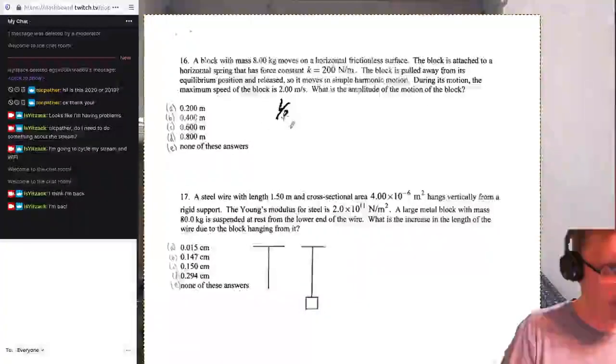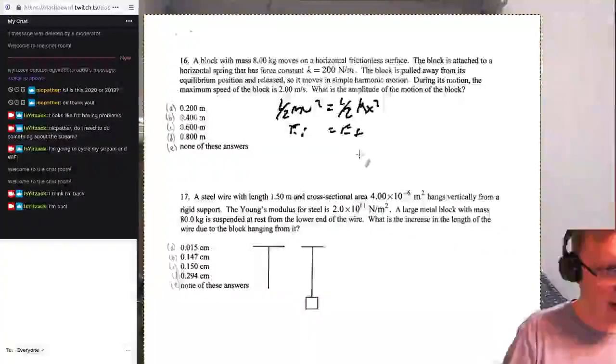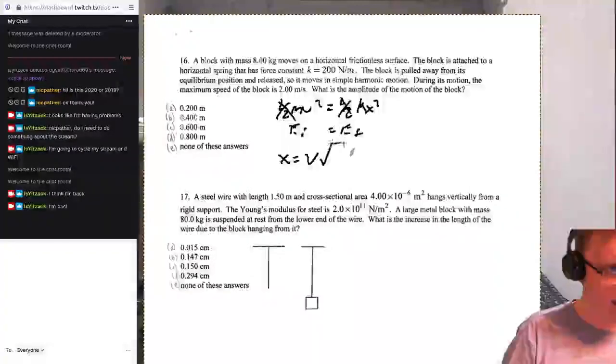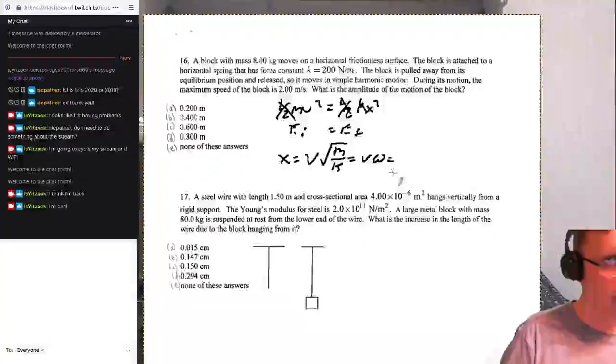All right, so we have 1/2 mv squared, and that's equal to 1/2 kx squared. Basically, energy initial is equal to energy final. Halves cancel, and then we need the x squared, right? Yes. So we end up with x is equal to the square root, back it up just a touch, is equal to v times the square root of m over k, right? Yes, m over k. This is also equal to v omega, by the way.